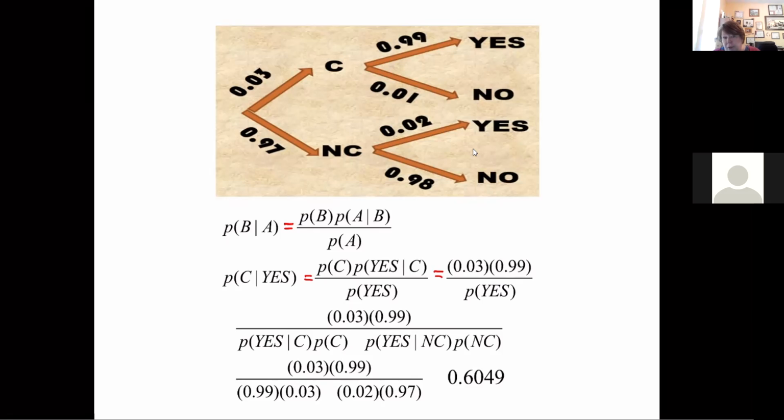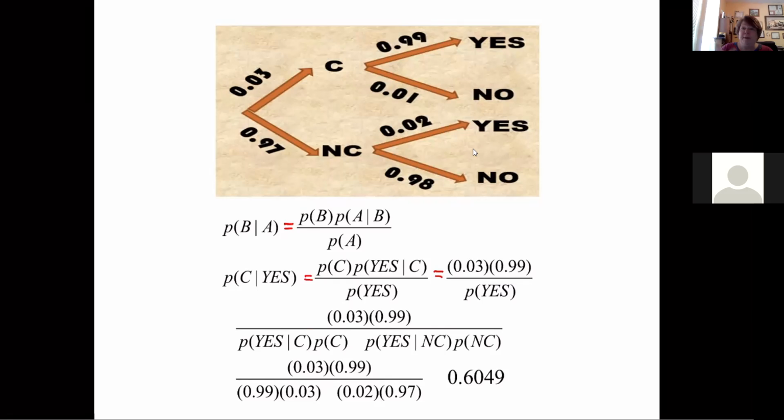So what we're looking for, the probability that we have cancer given we tested yes, we got a positive test, then would be the probability that I have cancer using Bayes' theorem above it times the probability that I test yes given that I have cancer, divided by the probability of a yes. And I don't know what that is. I don't know what the probability of the yes is. That's an unknown for me.